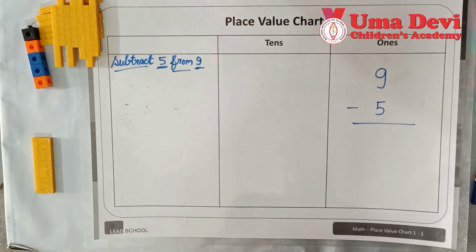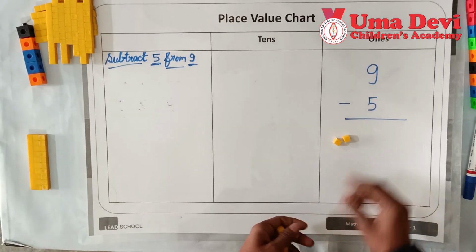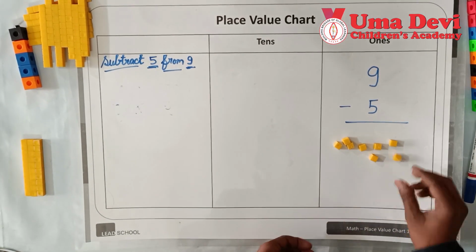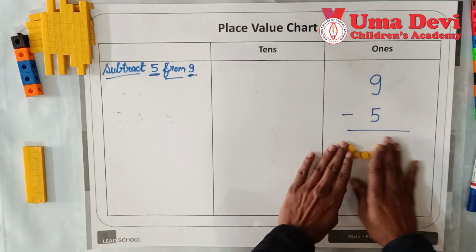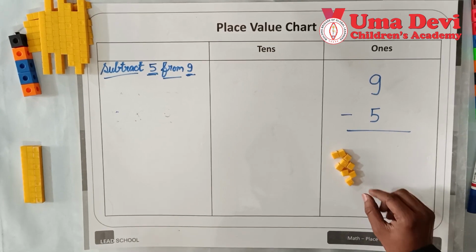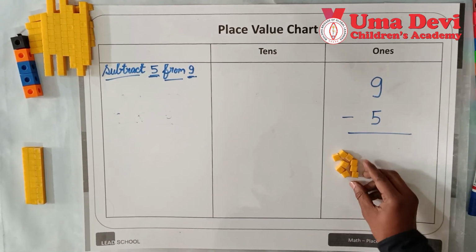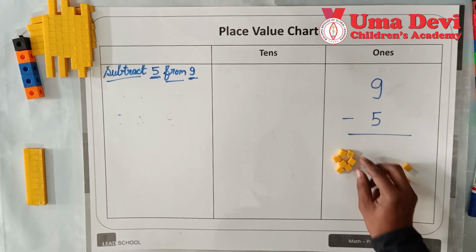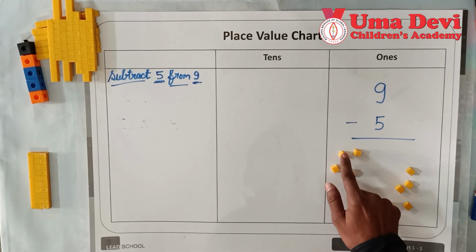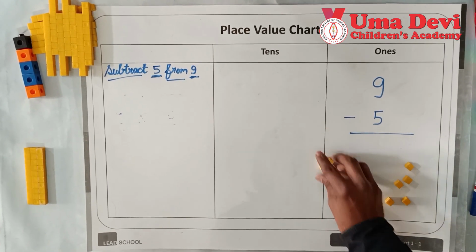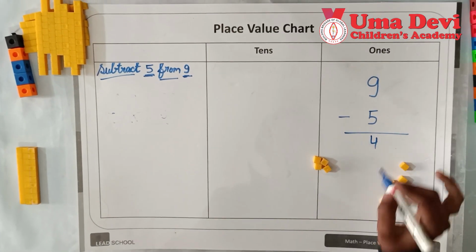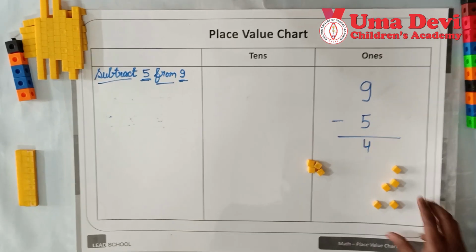So first we will take 9 ones blocks. 1, 2, 3, 4, 5, 6, 7, 8 and 9. I have taken 9 blocks and we have to subtract 5. Subtraction means when we take away. So I am taking away 1, 2, 3, 4 and 5. How many are left? Only 4 blocks are left. So when we subtract 5 from 9, we will get 4. Okay, like this you can solve.